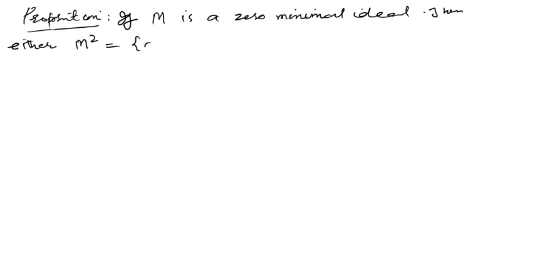if M is a zero minimal ideal, then either M square equal to zero, or M is a zero simple semigroup.